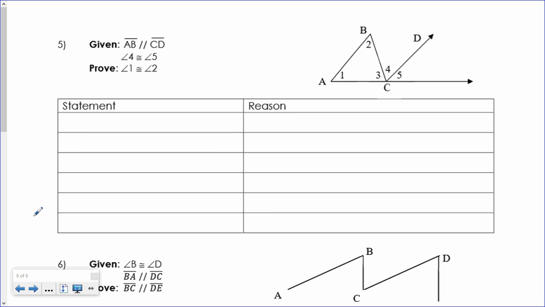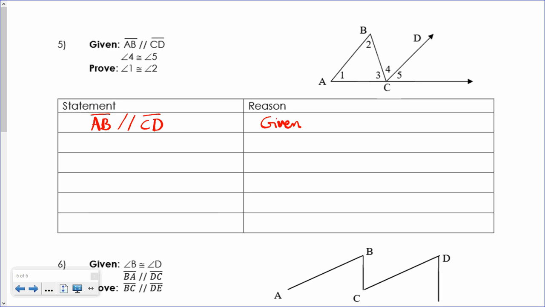All right? Let's talk about proof number 5. What do I know? Line AB is parallel to CD. Segment AB is parallel to segment CD. Given. Although technically CD is a ray, but that's okay.